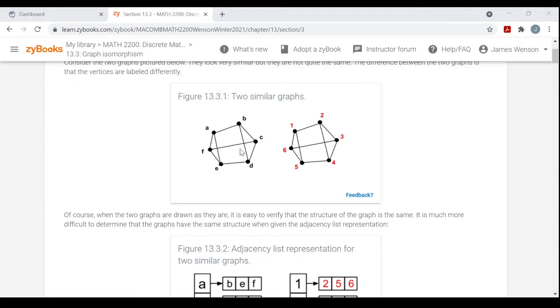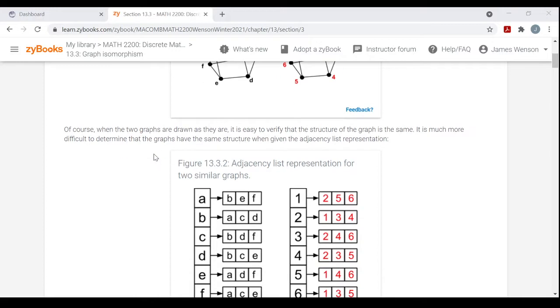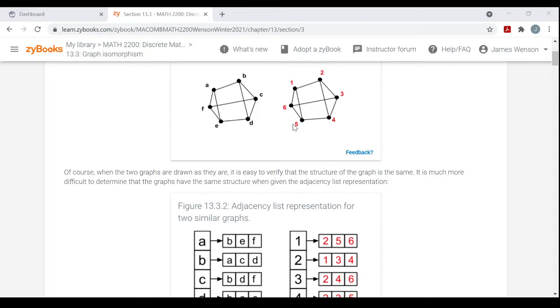And that's what it means for two graphs to be isomorphic. Basically, if you say two graphs are isomorphic, that just means you could relabel the vertices of one graph with the labelings from the other graph and get the exact same graphs, the same vertex set and the same edge set. And we'll see all that coming up. So of course, when the two graphs are drawn as they are, with the same drawing, it is easy to verify that the structure of the graphs is the same.